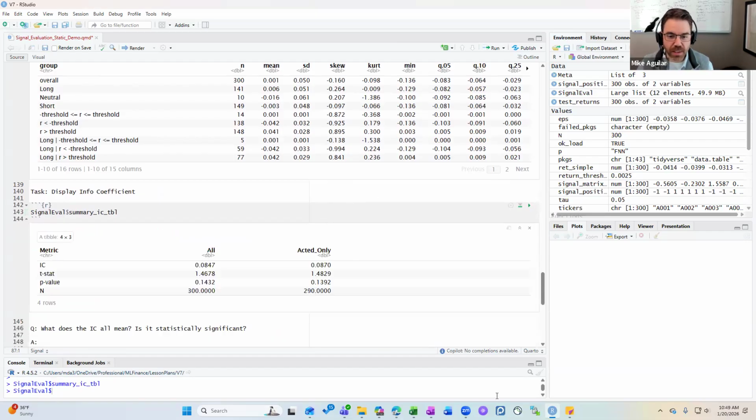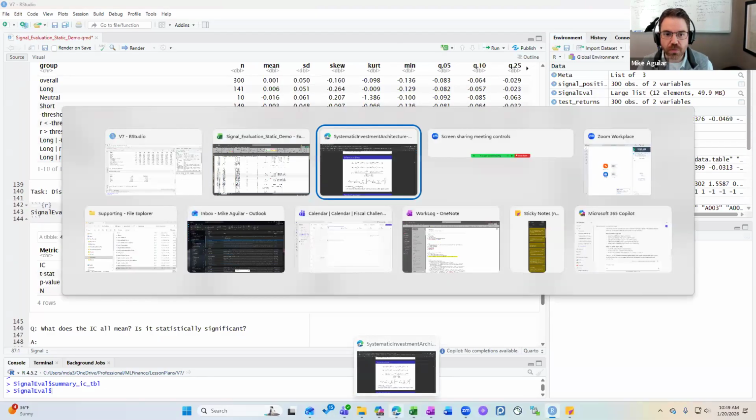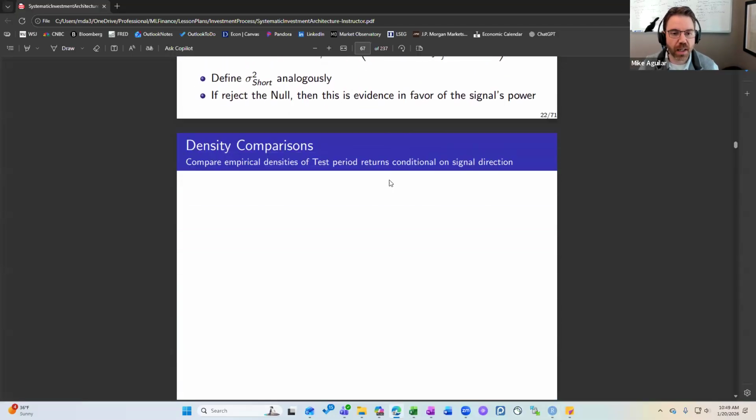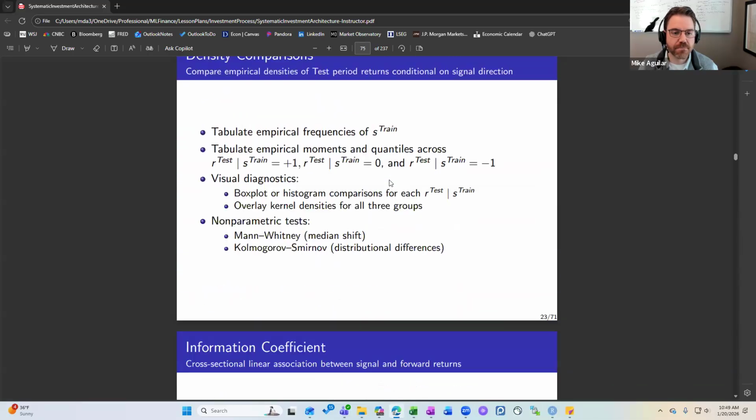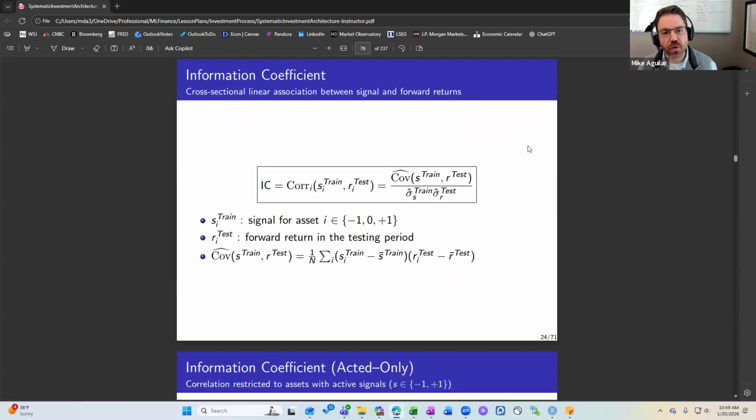So what was the IC? Go back to our notes. Let's find the IC. Information coefficient. It's a correlation between two vectors. If you remember, correlation is always the way two things are moving. We usually think about them as continuous variables, the return on a stock and the return on the S&P.